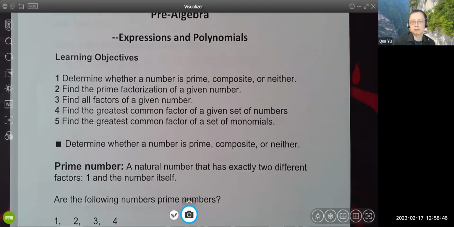First, we look at what is a prime number and what is a composite number. We also learn how to do prime factorization. And we are going to cover how to factor a set of numbers to get the greatest common factor. Also, we want to find how to do greatest common factor given a set of monomials. Okay, let's do this one by one.